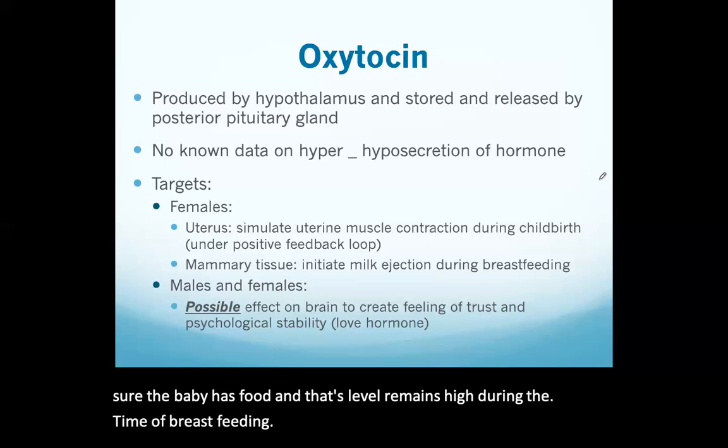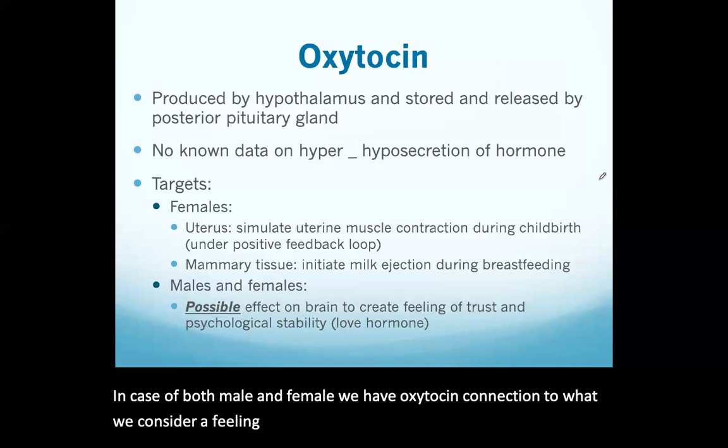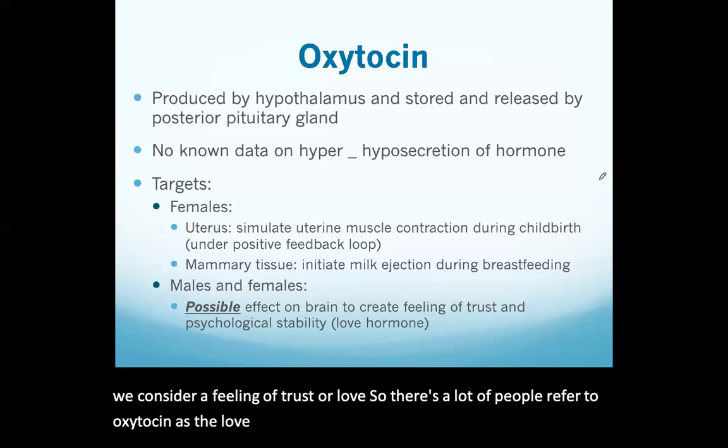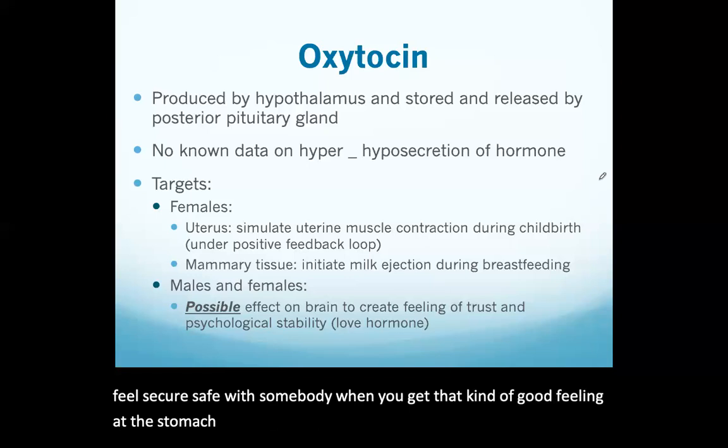In both male and female, we have an oxytocin connection to what we consider a feeling of trust or love. So a lot of people refer to oxytocin as the love hormone. It's the hormone that elevates when you feel secure or safe with somebody, when you get that good feeling in the stomach, where you are happy to be with somebody. That's usually a result of elevated oxytocin.